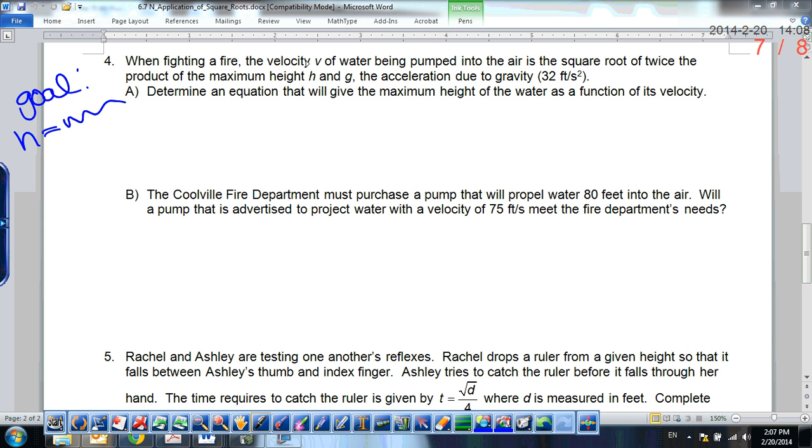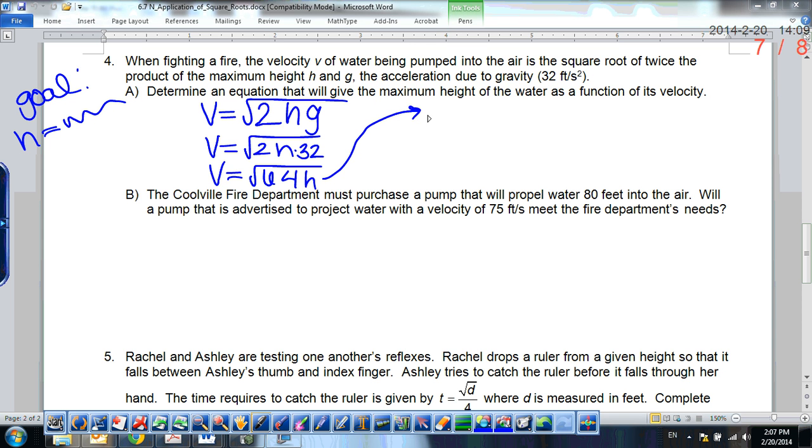Okay, but we do have to start with the information we're given. We're told that the velocity v is the square root. So how could I write that? V equals the square root of twice the product of h and g. So v equals the square root of 2hg. What do they tell us that g is? 32. So v is equal to the square root of 2h times 32. So v is equal to the square root of 64h.